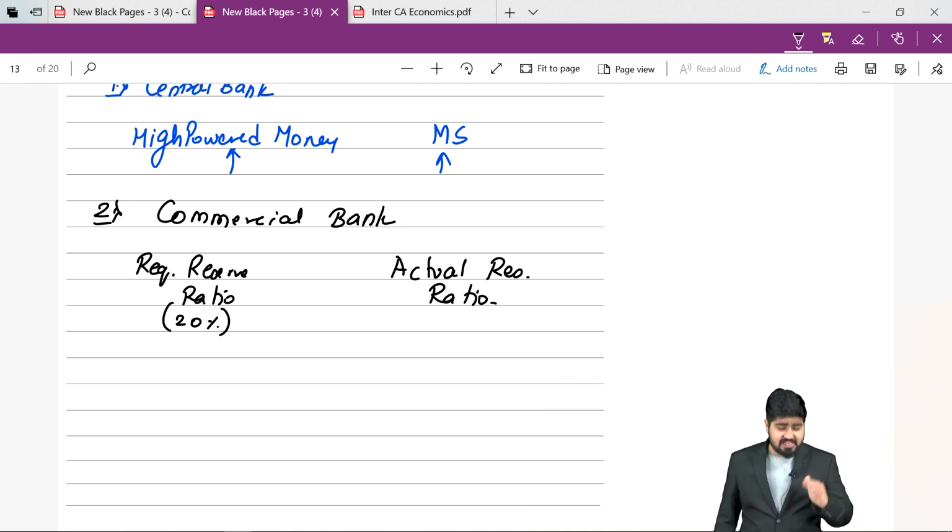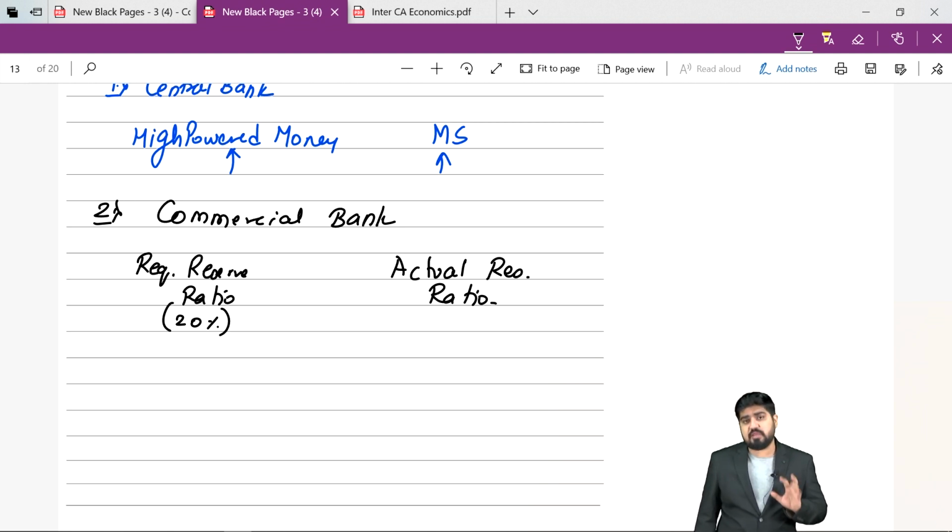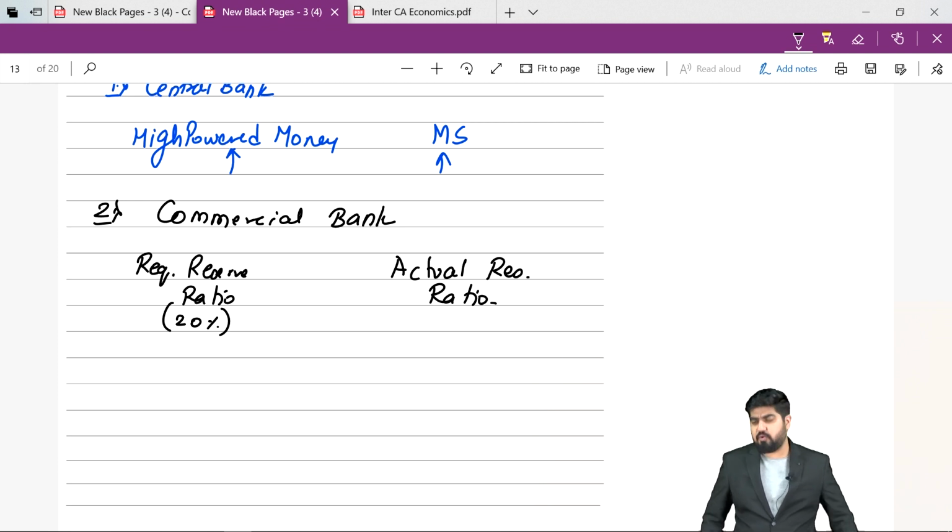Now, if RBI tells you that you have to keep 20%, but you are the bank managing director and you say, hey, what RBI, you will teach me or what? Get lost. And by doing that, how much do you keep as reserves? You say, I will keep only 2%. I don't care about RBI. Who are you to tell me?